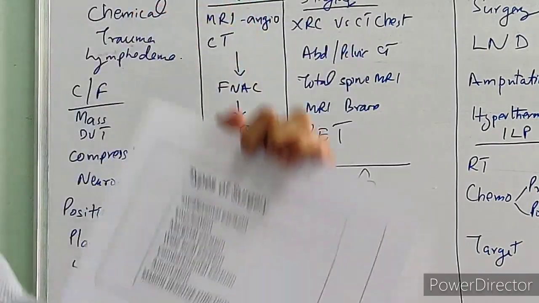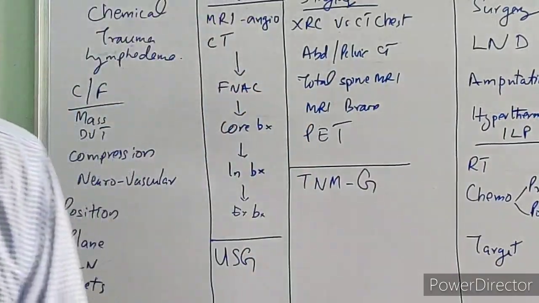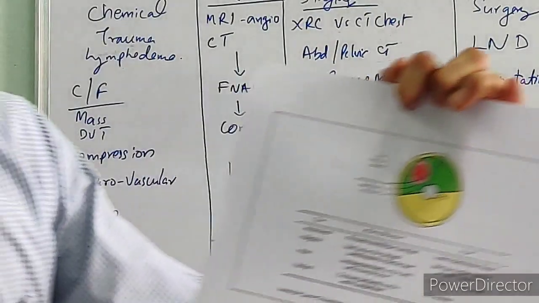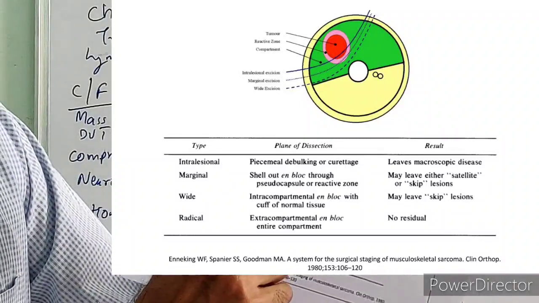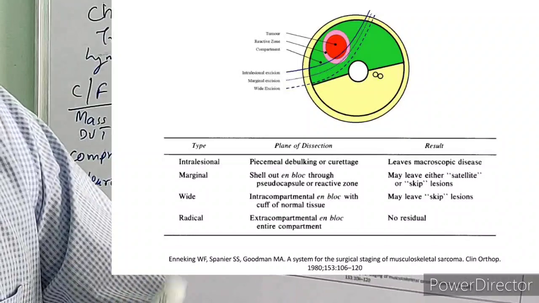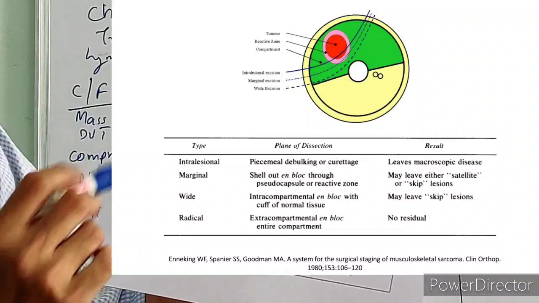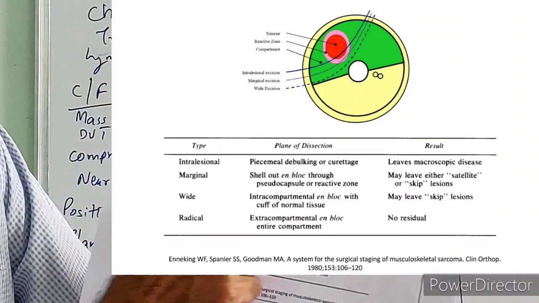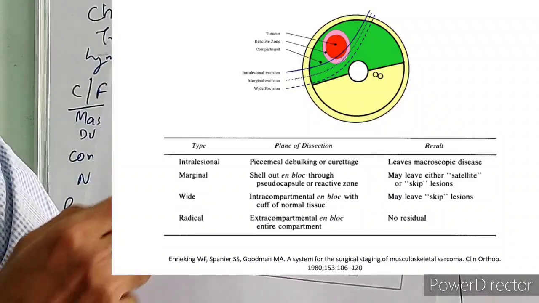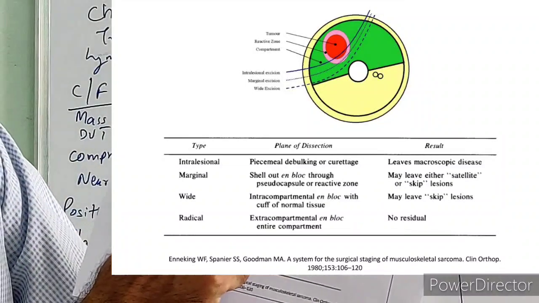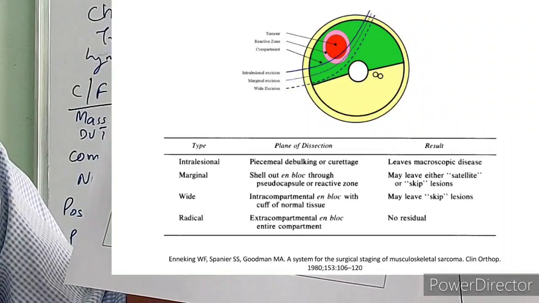There will be indications for some of the others, which we will touch upon in subsequent sessions. Based on this, I don't know whether we can see it properly, this is the tumor. The red one is the tumor, and around it there is a reactive zone, and around that is the normal muscle. If we excise through the tumor, the red area, it is called intralesional excision, a suboptimal treatment. If you go through the reactive zone, it is called marginal excision. That again is not a satisfactory operative procedure.